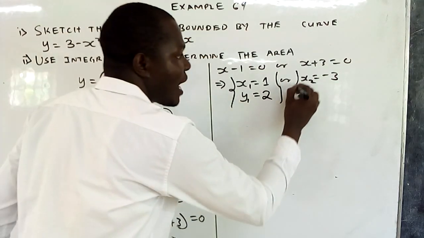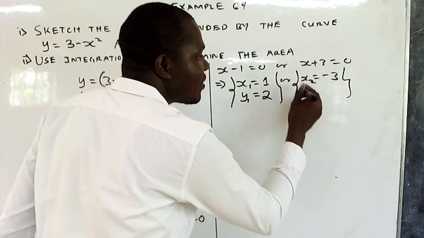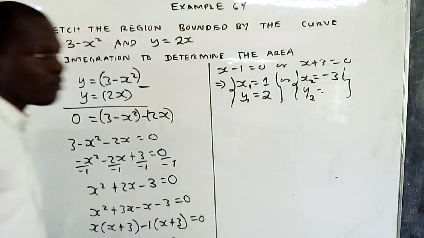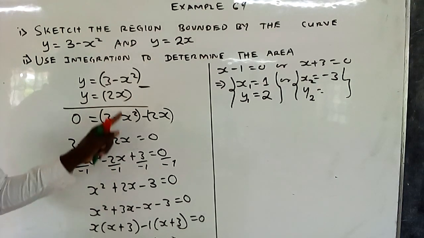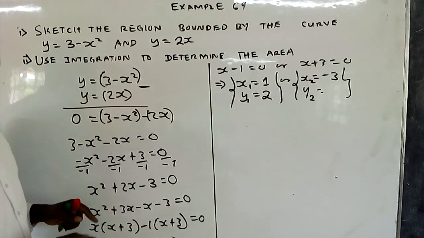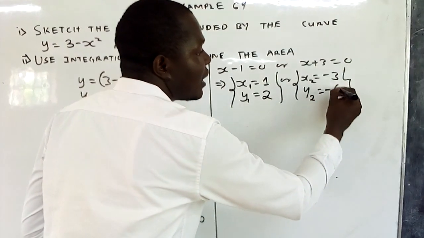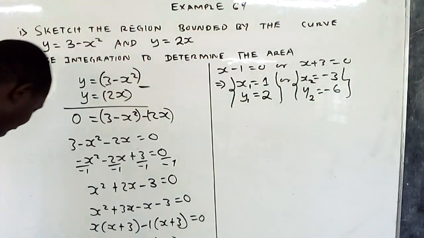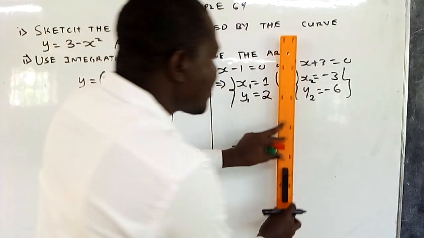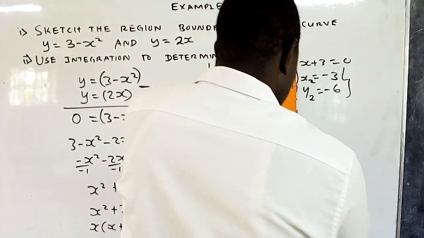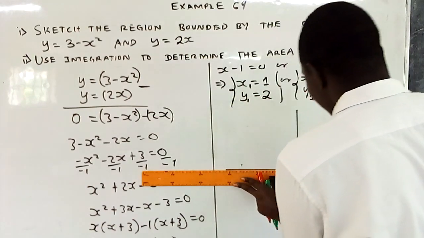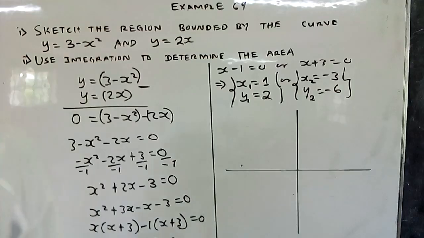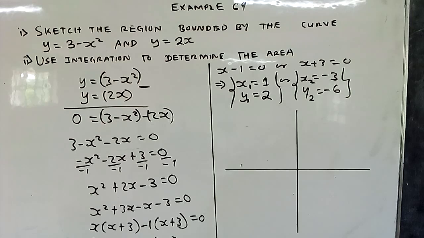Then you go to the second one, when x is negative 3, if this is x2, then you are getting y2. So when x is negative 3, what is y? 2 times negative 3, you get y to be negative 6. So when you want to sketch the two curves, you simply mark the points of intersection. Then we see how the curves are turning, which one is a maximum and which one is a minimum.